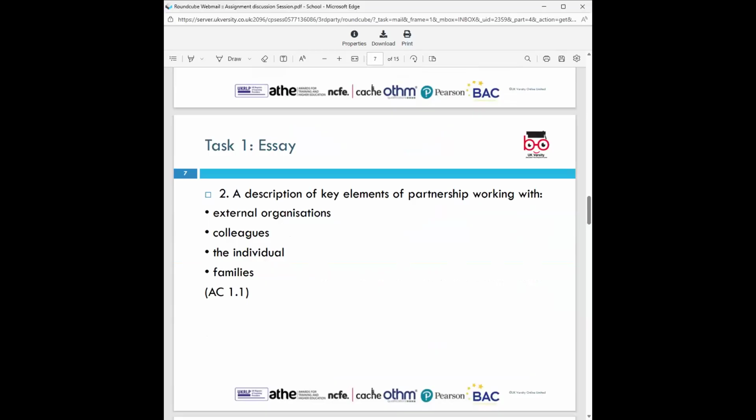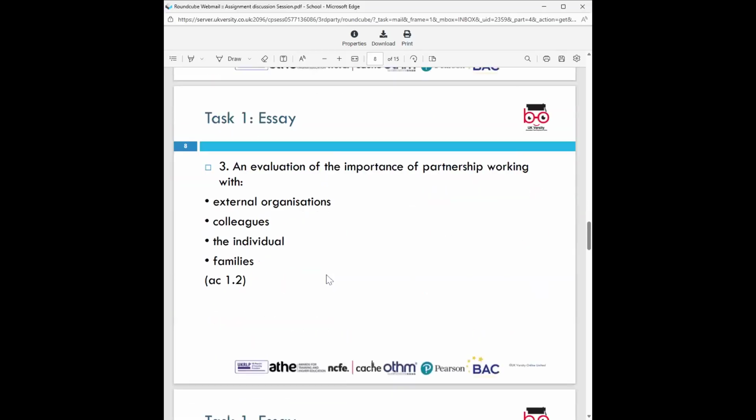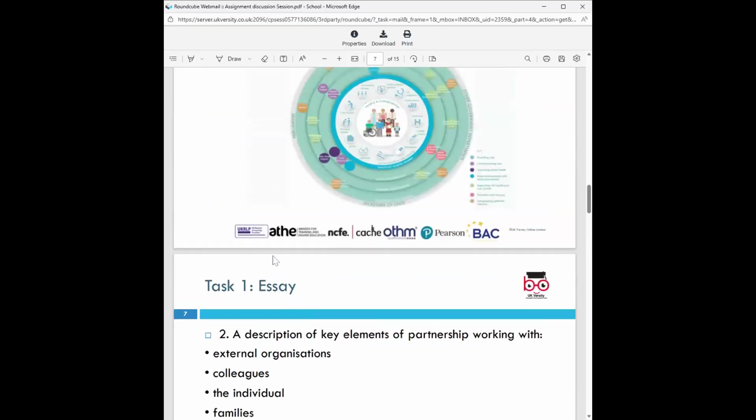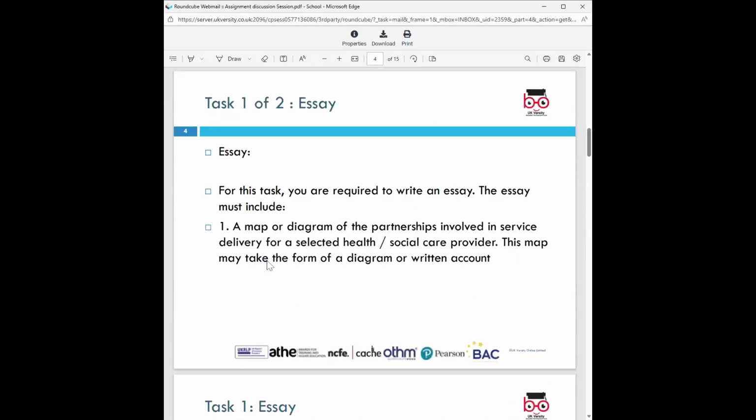Okay. You understand that, Second? Yeah, I do. So you'll be looking at learning outcome 1, AC 1.1 to answer that, okay? Yeah. So you look at external organization, you look at colleagues at work, you look at individuals, and you look at families. The third bit, so there's task 1, you've got 3 parts.